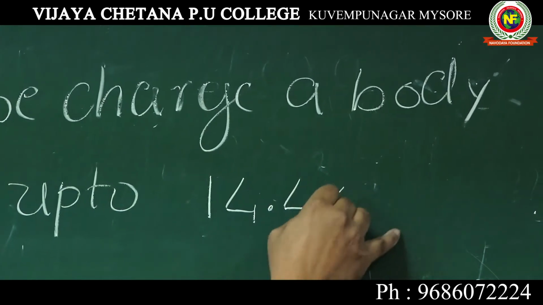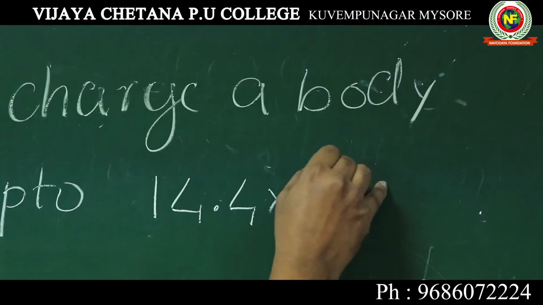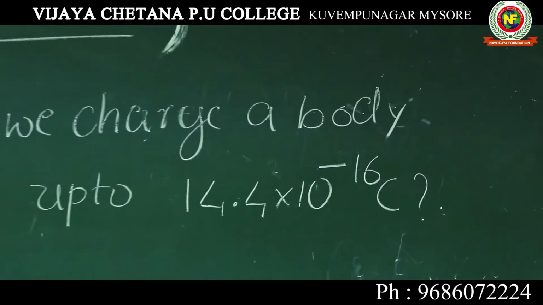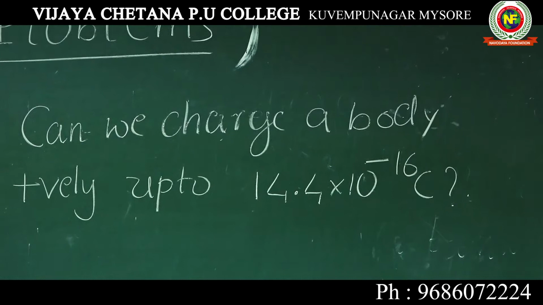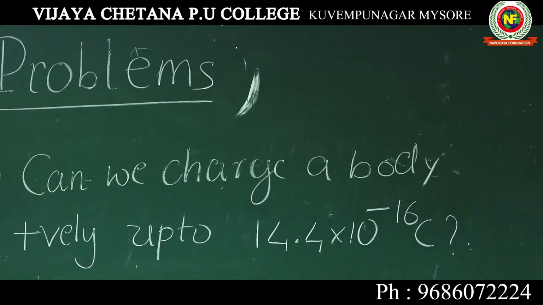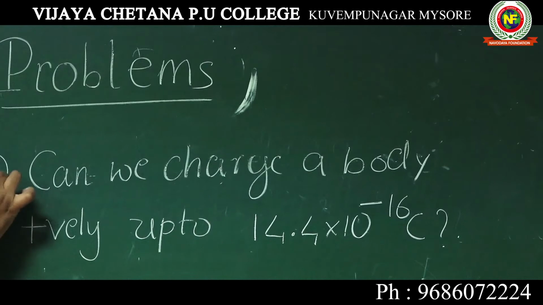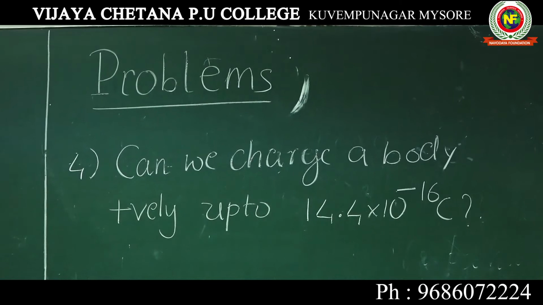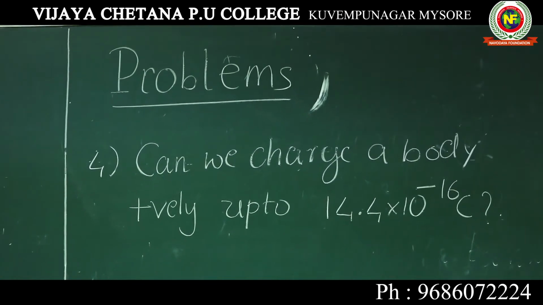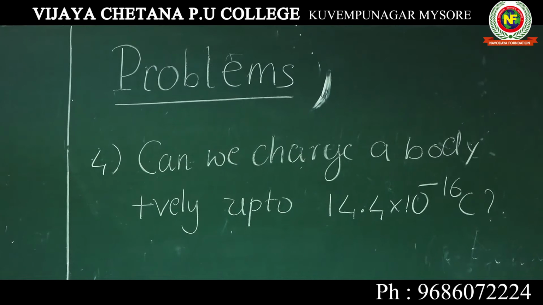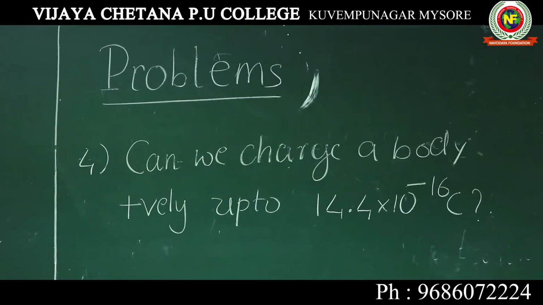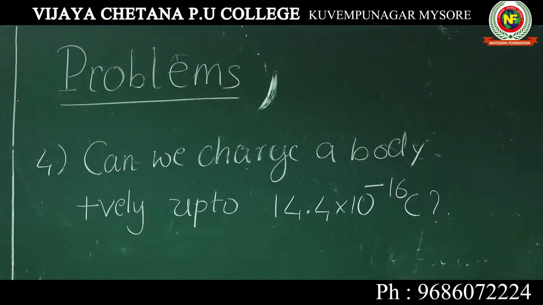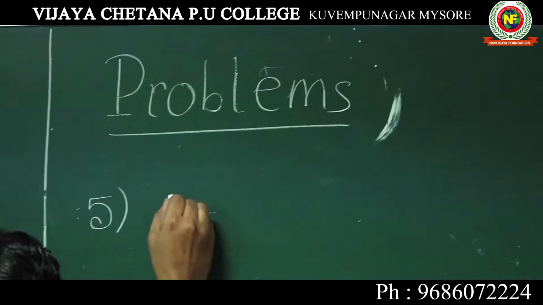Fourth problem, homework. Can we charge a body positively up to 14.4 into 10 to the power of minus 16 coulomb? Whether it is possible or not, you must check. Write it down and do this as homework. You check it in the same sense. I have shown you one problem, so apply the same rule and try to solve this. Okay? We'll move on to the next, two point charges.